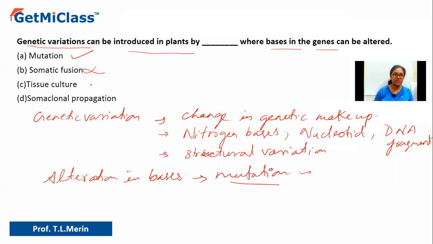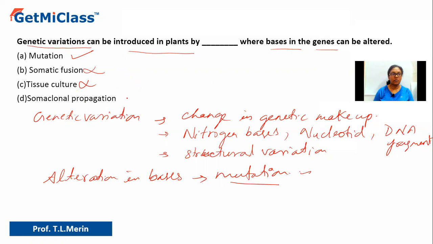Option C says tissue culture. Tissue culture may not cause genetic variation. Further, if you continuously keep culturing, that may give rise to variants, but again, you cannot target a specific base there. Hence, it is ruled out.